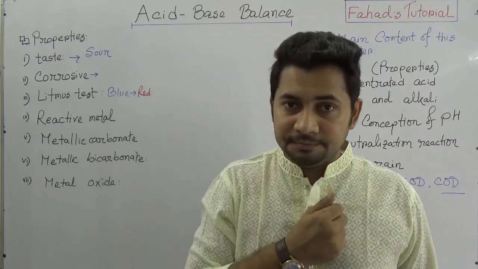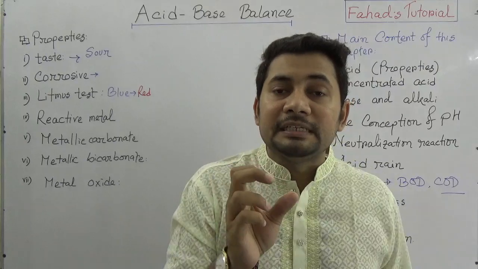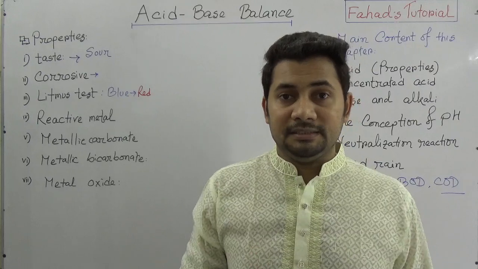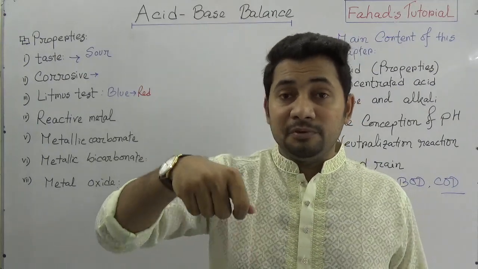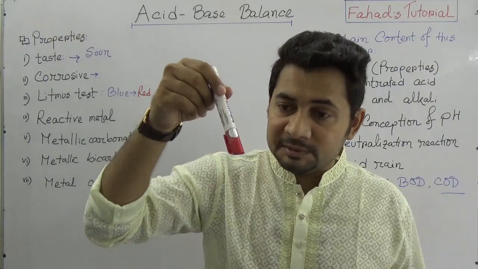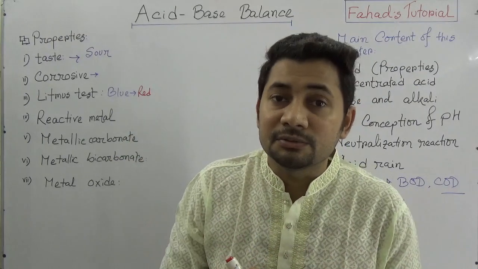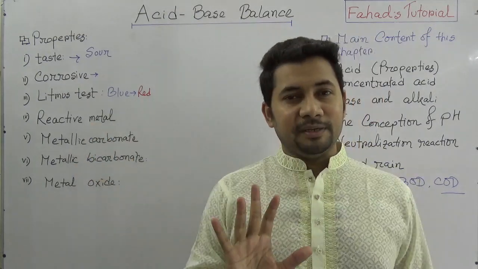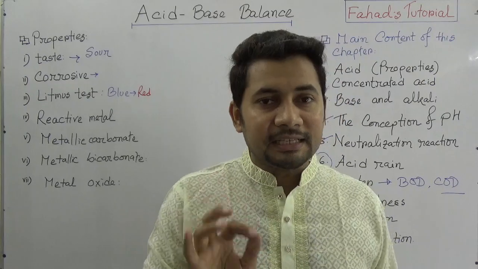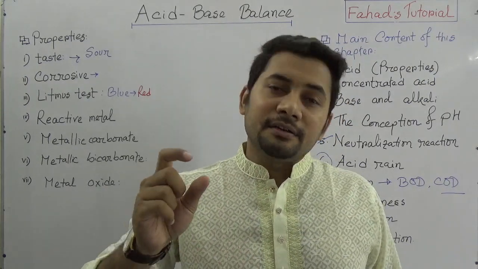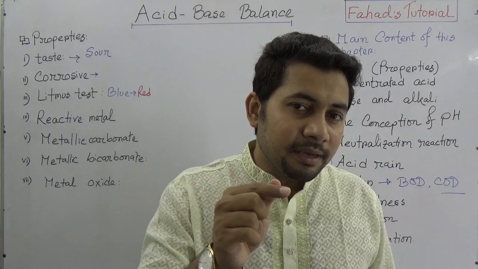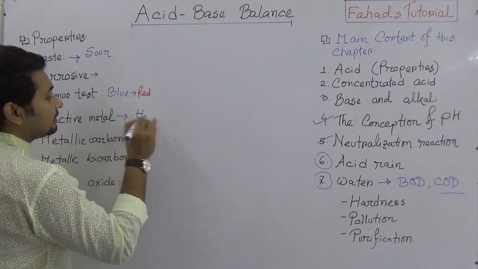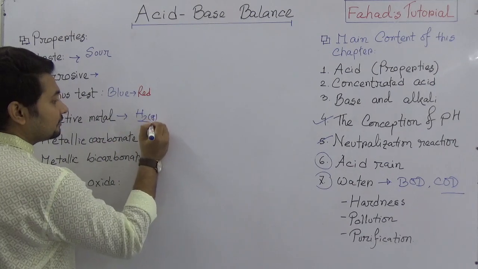This is an indication. The litmus paper is an indicator that indicates whether this solution is acidic or basic. If you pour a part of a blue litmus paper into any solution, and if it turns into red, then you will understand this is acid. Okay? Reactive metal. Mind it that when dilute acid undergoes reactions with metal, then it will produce hydrogen gas.